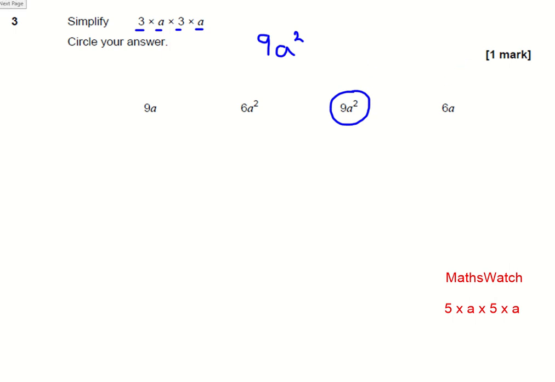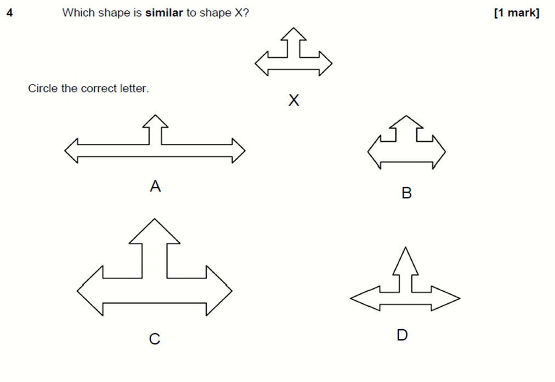Question 4. Which shape is similar to shape X? Well, when you see the word similar, that is talking about an enlargement. An enlargement is where you're changing the size of a shape in every direction. So if you look through these answers, A has only been stretched horizontally to make it wider, but it has not changed how tall it is.